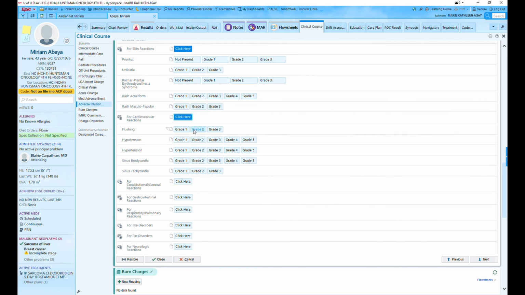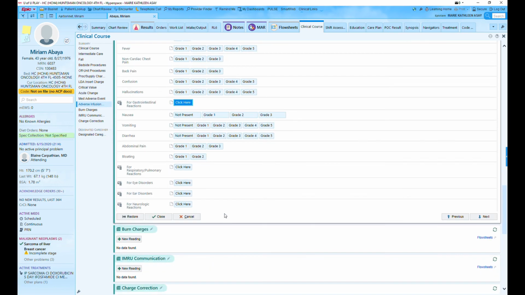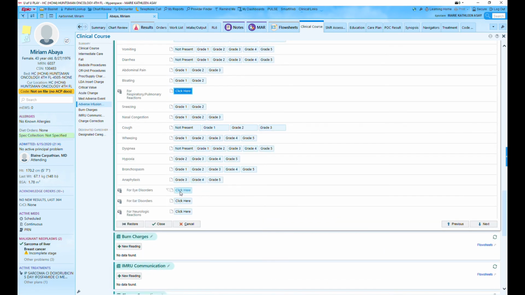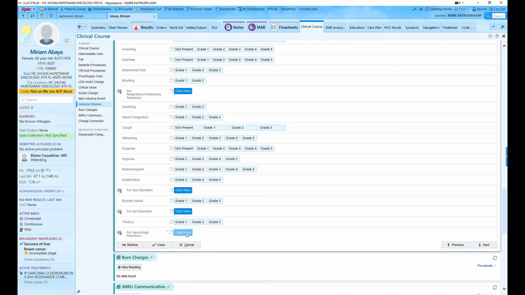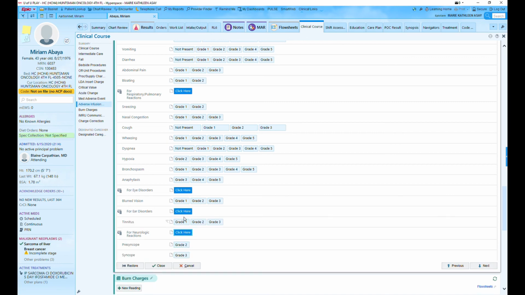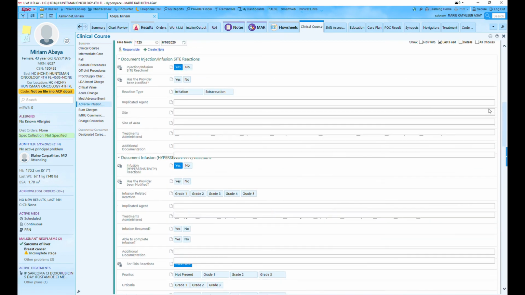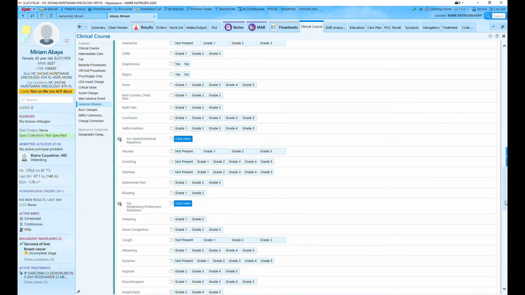Then we go over a new system assessment. Skin reactions. Again, you can see there's a grade 1, 2, and 3. If you hover over these boxes, you will get a definition. You'll have cardiovascular reactions. You can see here how we hover over and we can get those definitions that we need. Any general reactions, we have gastrointestinal, respiratory, eye, ear, and neurological reactions.